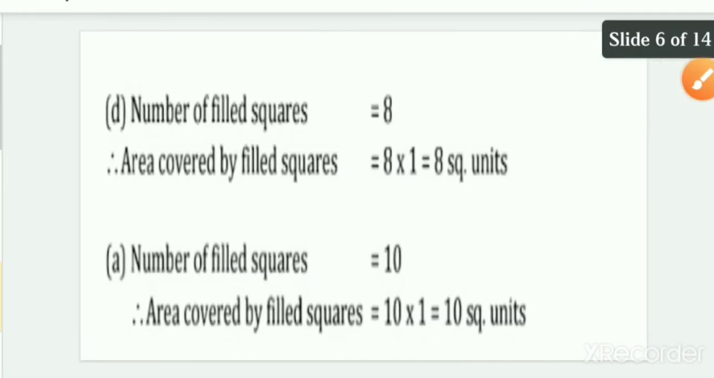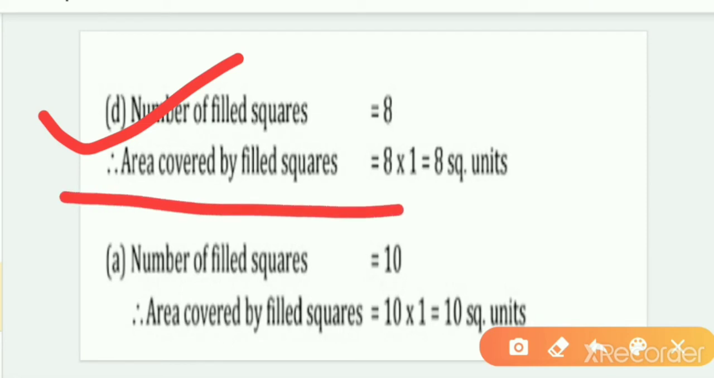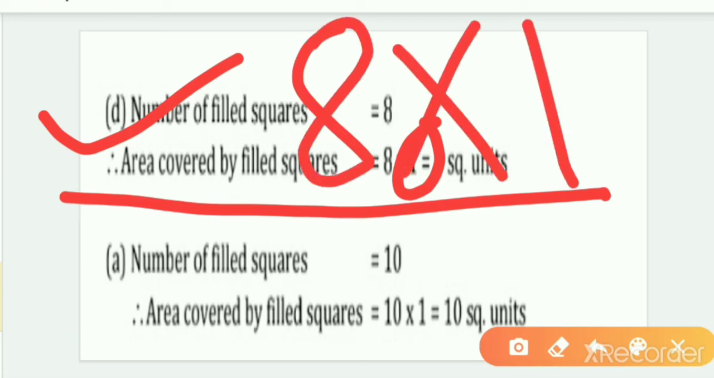So we have number of filled squares. What we will write? We have, or you can write, total number of fully filled squares is equals to 8, or you can write total number of filled squares equals to 8. Okay, so area covered by filled squares will be 8 multiply by 1, because if the area of one square is 1 unit, then what will it be for 8? 8 is getting multiplied by 1, so it will be 8 square unit.